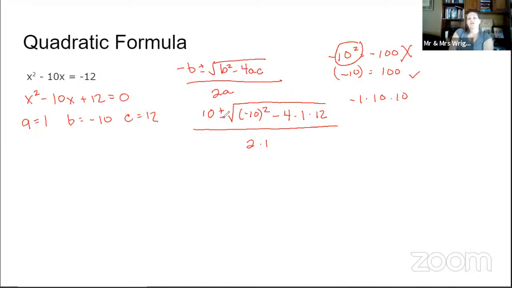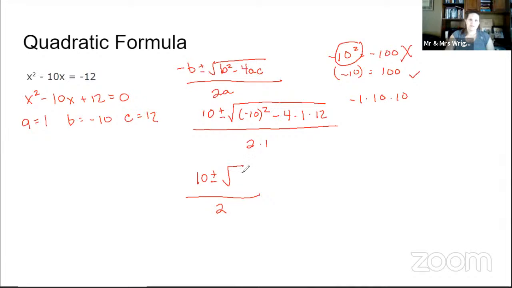All right, so for this one, I'm going to go ahead and just do what's inside the radical here. So I'm going to go ahead and write it like this, 10 plus or minus, and then I'm going to have my radical, and I'm going to have it over 2 times 1, which is 2. And let's see what's going to go in there. So what I'm going to do is plug in my radical and open 2 parentheses. And then I'm going to put in negative 10, close one of the parentheses, and then square it. Minus 4 times 1 times 12, and I'm going to close my second parentheses.